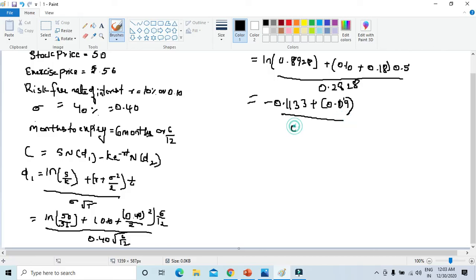Divided by 0.2828. So you get the D1 value, after doing all the calculation, as minus 0.0824. Okay. So D2, you all are familiar. What's the formula?